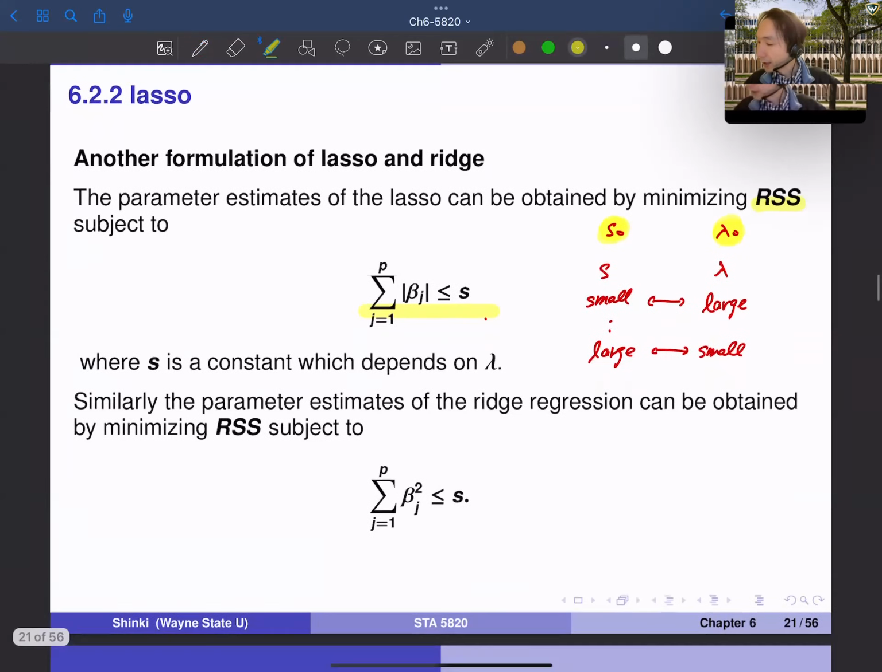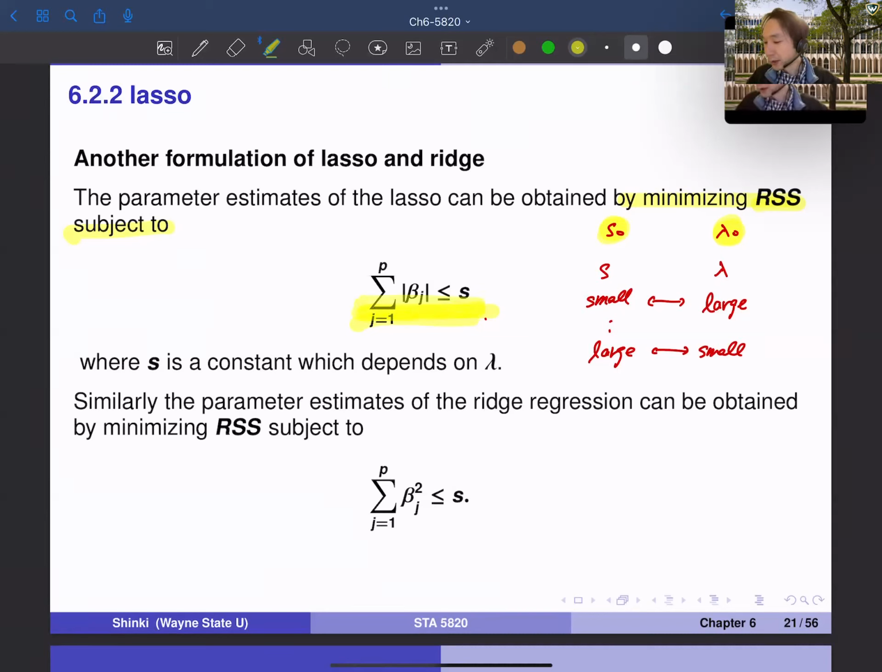And actually, probably in the estimation algorithm, solving this problem is easier than optimizing the parameters with the original definition of Lasso. And ridge regression is also similar.